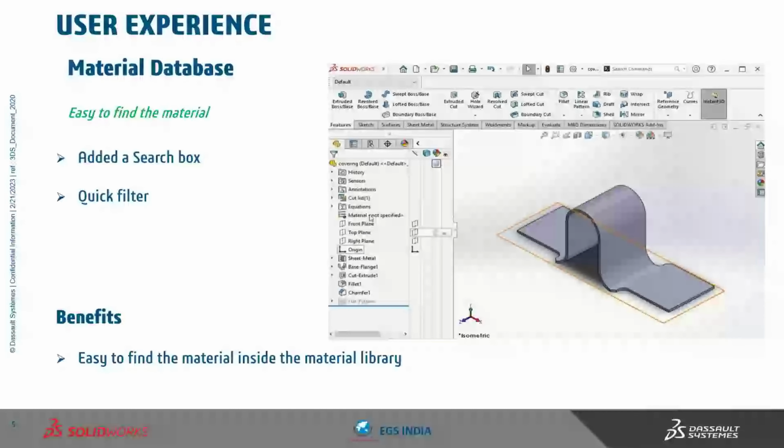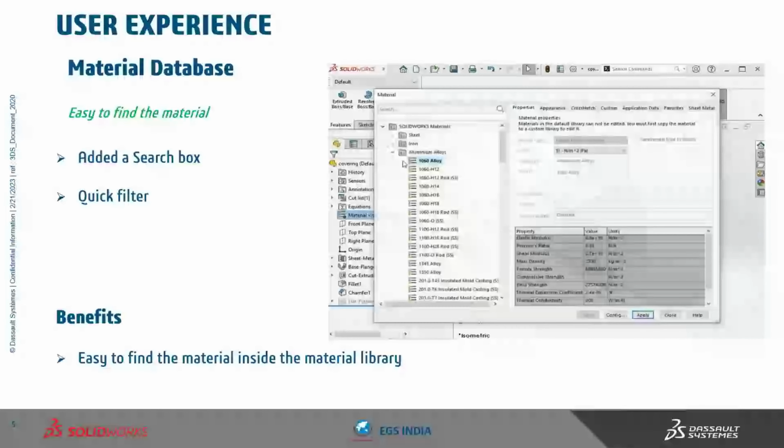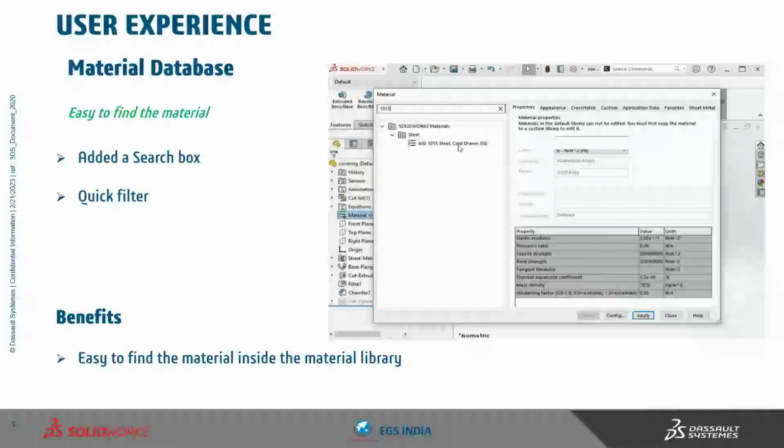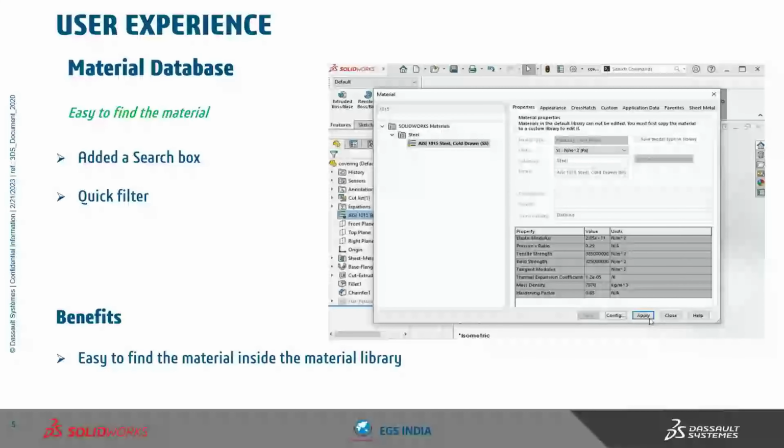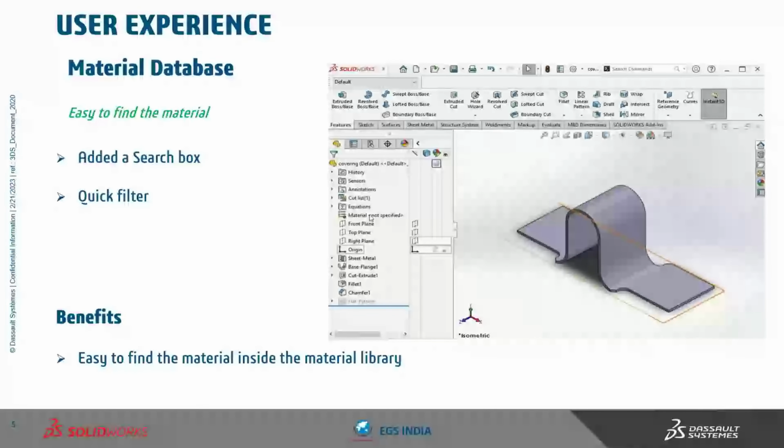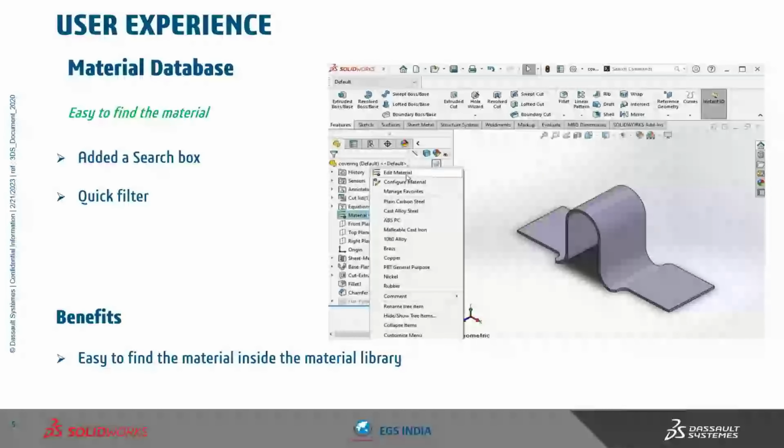Next, we'll go to the material database. As you know, SolidWorks has a huge collection of materials. Searching for a material was difficult in the previous version. Now, SolidWorks understands and gives a search box. So in that search box, we can quickly filter the material which we want.